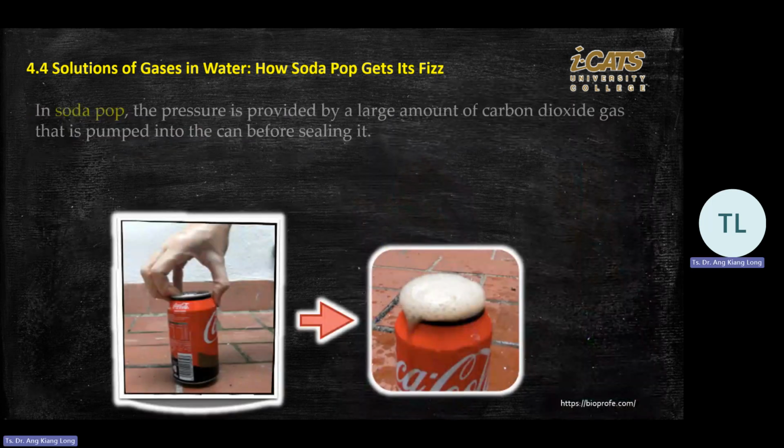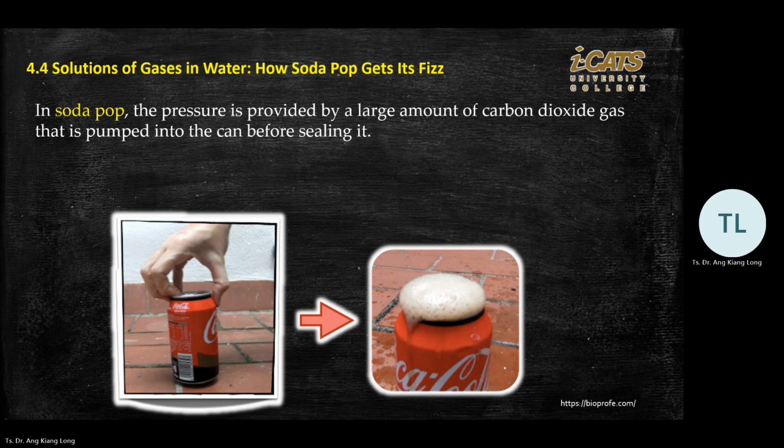This phenomenon in soda pop: the pressure is provided by a large amount of carbon dioxide gas that is pumped into the can before sealing it. So this is Coca-Cola. Why can soda drinks have bubbles? It is because of the pressurized condition. You can see bubbles in any pressurized liquid. You open it, it will form bubbles. This phenomenon is explained by Henry's law.